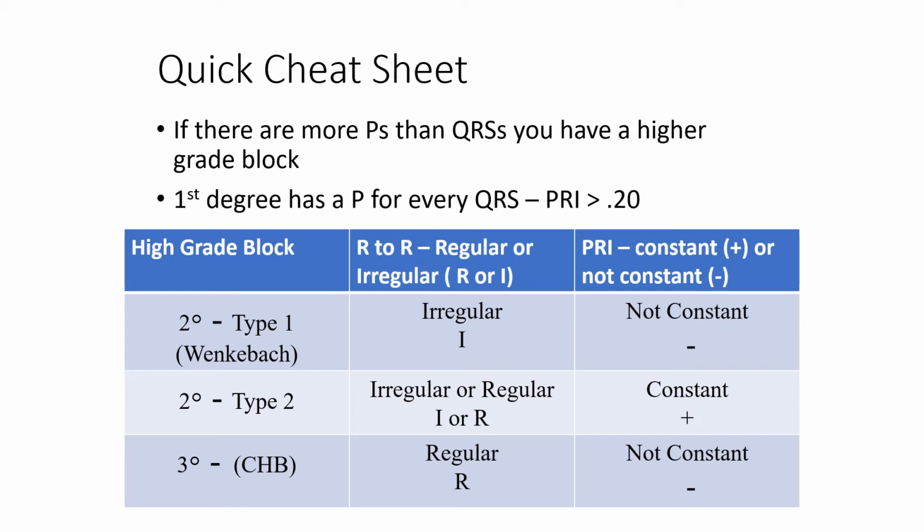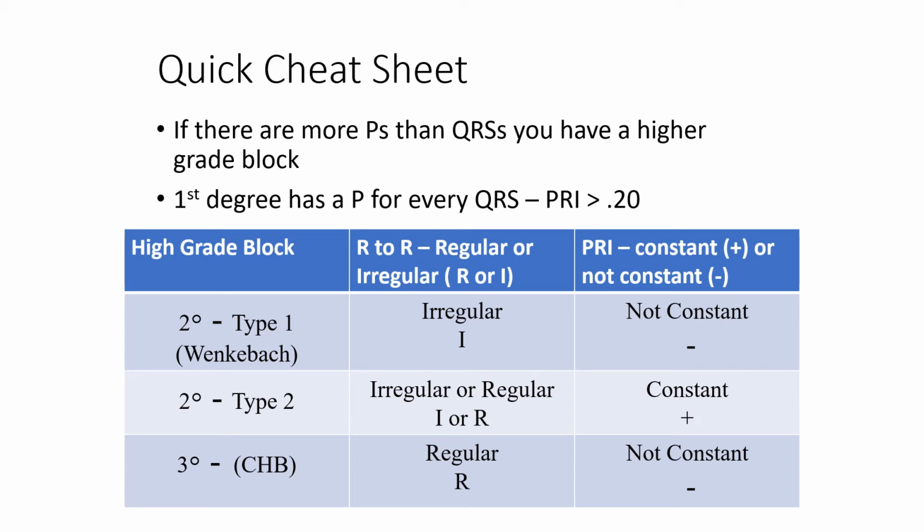First degree AV block can be interpreted as normal sinus rhythm or sinus brady, depending on the heart rate. But if you don't measure your PRI, you're not going to note that it's prolonged or greater than 0.20. So always measure your PRI when you're doing your rhythm analysis. And in these blocks, if you have more P's than QRS's, now you have a higher grade block. So that's when you go second degree type 1. Your R to R is always irregular. Your PRI is not constant.